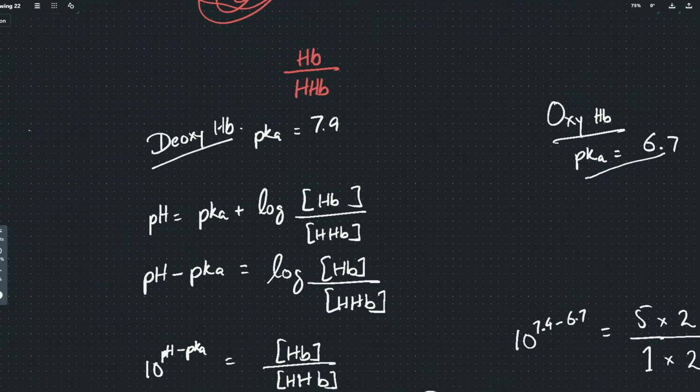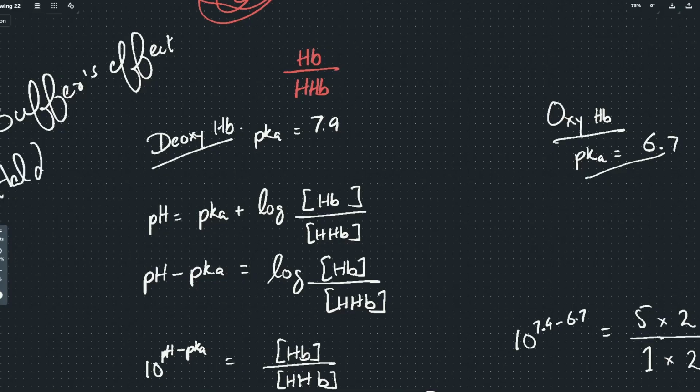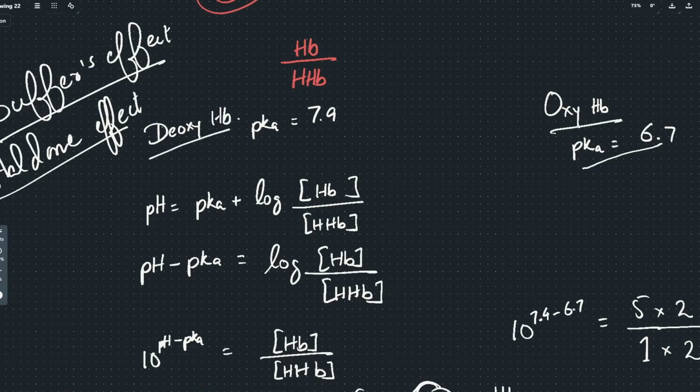Now this is your quiz. Before I answer this question, please write down in the comment section whether it is due to the Bohr effect or due to the Haldane effect. This is a very important question. Don't Google, don't ask AI. Please write the answer in the comment section, and of course I will tell you the answer.